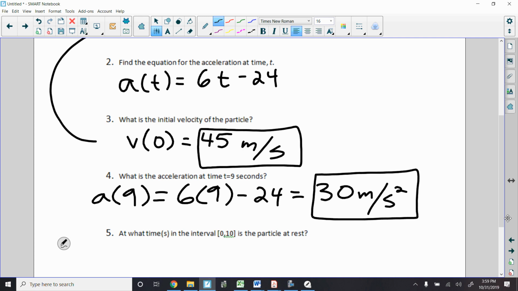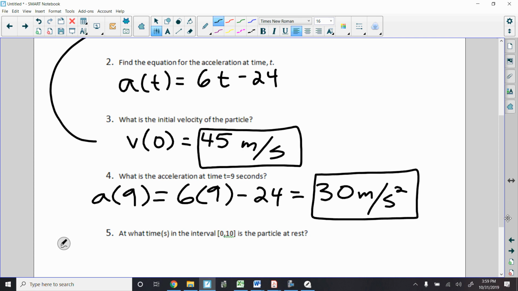Question 5 says, at what time or times in the interval 0 to 10 is the particle at rest? Okay, this is again one of the definitions from the Quizlet. The particle is at rest when v of t equals 0. So I want to take my v of t equation and set it equal to 0 and solve.